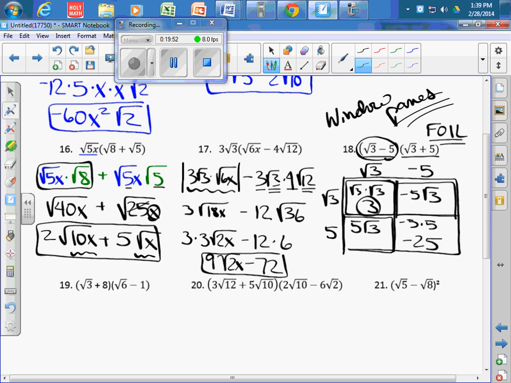Now all we're going to do is combine like terms. 3 minus 25 is negative 22. These two boxes can be added together because they're like terms, and they cancel because I have a negative 5 radical 3 and a positive 5 radical 3. So my answer is simply negative 22.